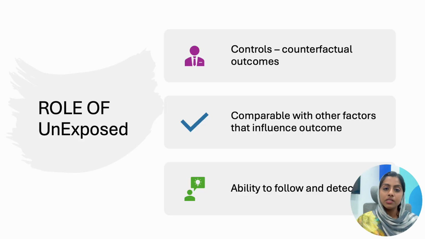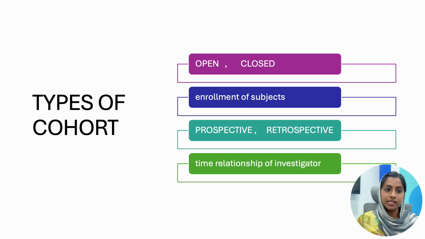Now what's the role of the unexposed? It basically gives a counterfactual outcome, in the sense, what if the subjects who smoked didn't smoke? That's what we are looking for in the unexposed population. In an ideal scenario, we are supposed to go back with a time machine and see what if they didn't smoke, how would the outcome be. That's actually not possible in a real life scenario, which is why we are taking control groups. As much as possible, the control group should reflect the exposed group except for the exposure, and then you're looking for the outcomes. So we should be able to follow and detect the outcomes as well in such cases.